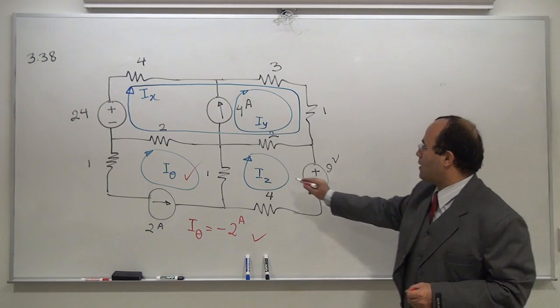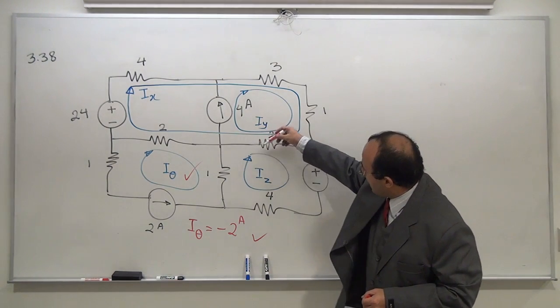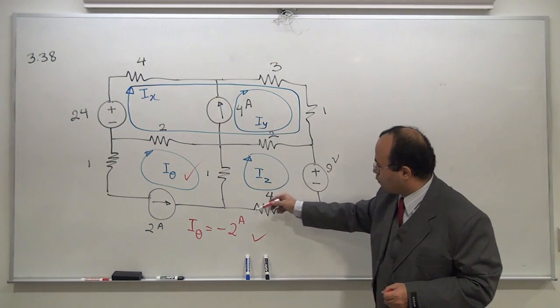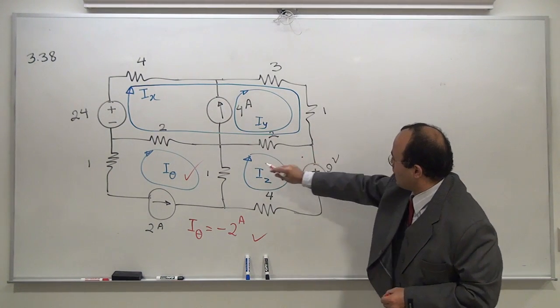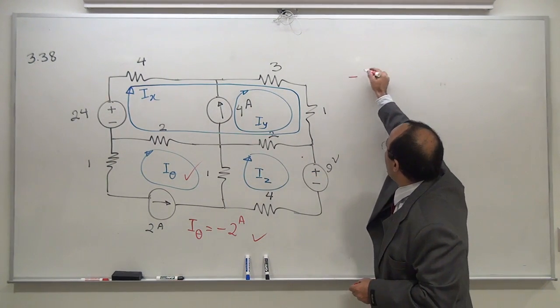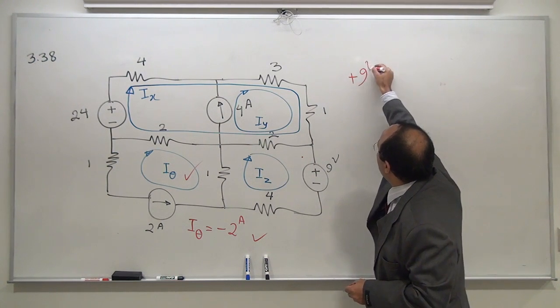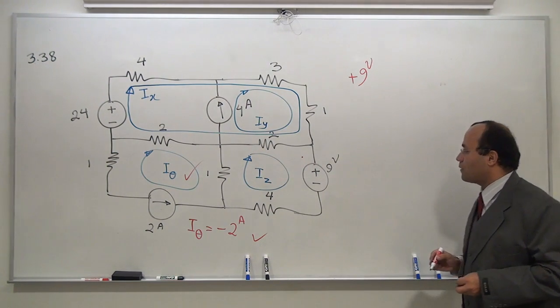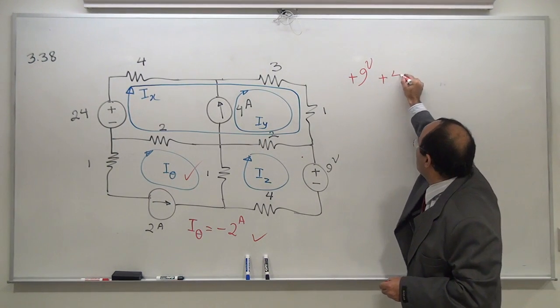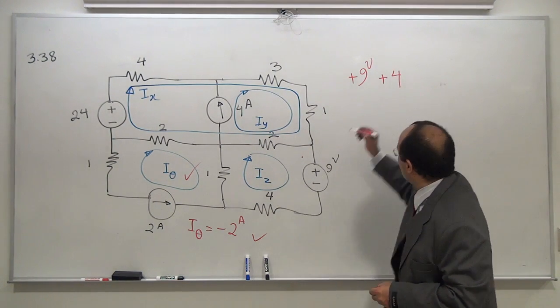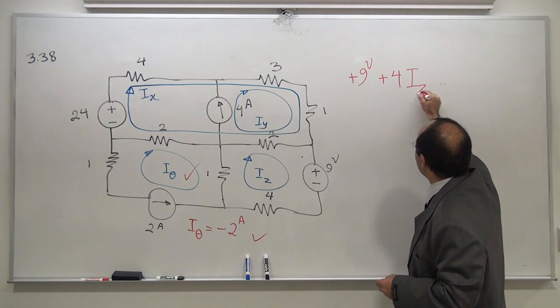Let's take a look at Iz. Iz has a 2 ohm on top, 9 volts, 4 ohm, 1 ohm. Let's start from here. It comes in, the head of the arrow hits the minus, the plus polarity of the 9 volts. Then it gets to the 4 ohm, and you see Iz going in, and only Iz is going in.